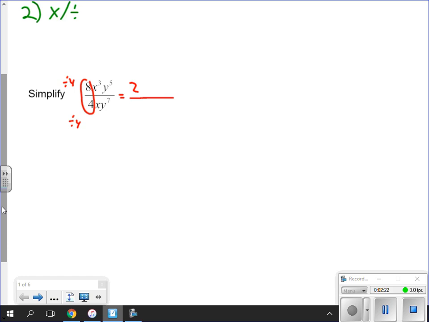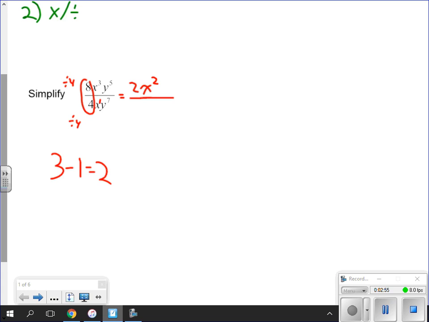Then I look next at my x's. And I go, all right, I have x to the 3rd and I have x by itself, which means I have x to the first power. So what do I do? I subtract the exponents. 3 minus 1. And I get 2. So my new exponent is x to the second power. Where does it go? Does it go in the numerator or in the denominator? Well, where's the bigger power to start with? It's in the numerator. 3 is bigger than 1. So that means my x squared, because 3 minus 1 is 2, goes in my numerator.